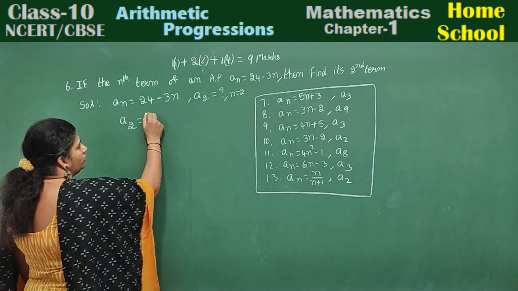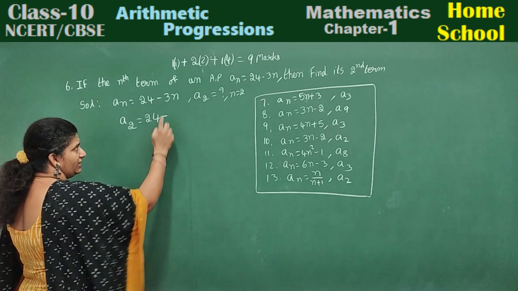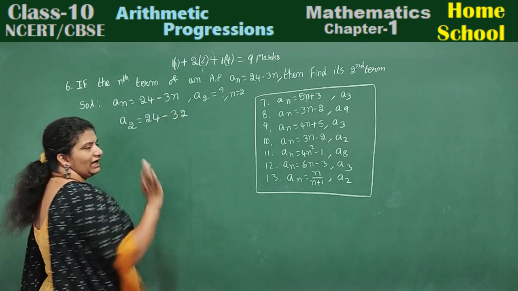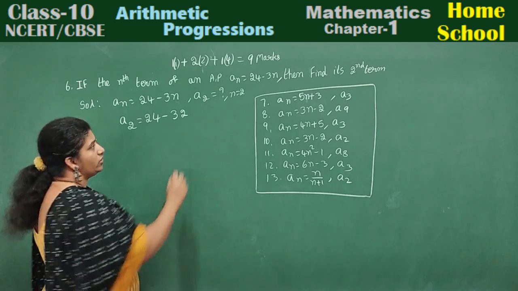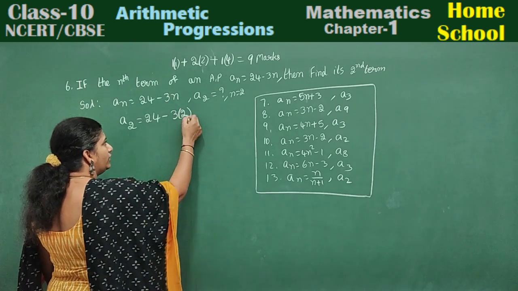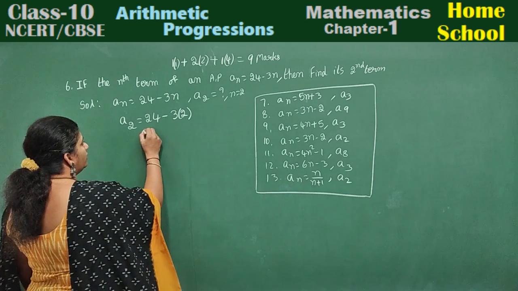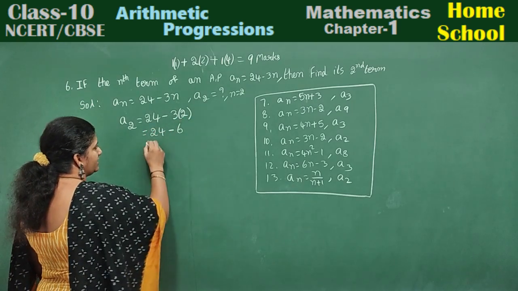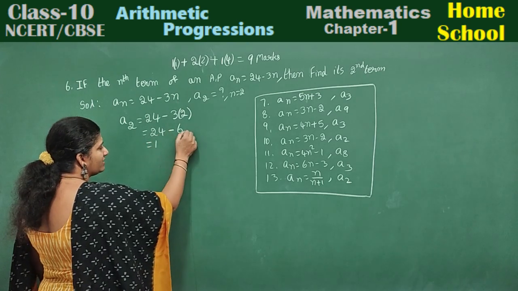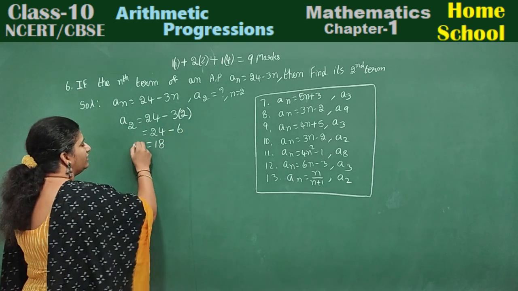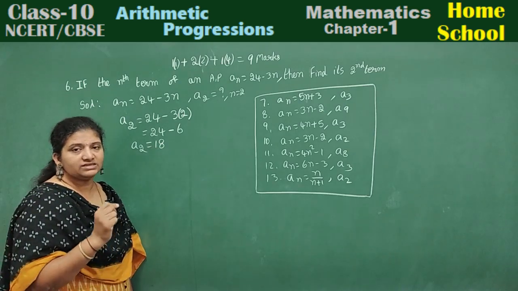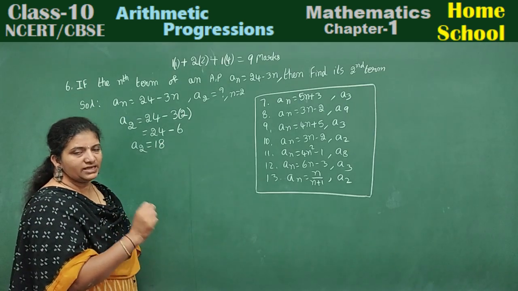a2 is equal to 24 minus. Here again you have n. 3, 2, don't write like this, it becomes 32. So better put bracket. 24 minus 3 2s are 6. It will be 24 minus 6 will be 18. a2 is equal to 18. That means, therefore, the second term is 18.